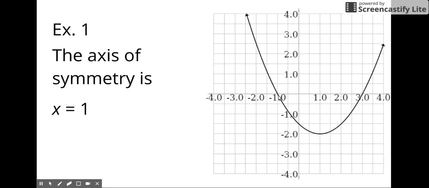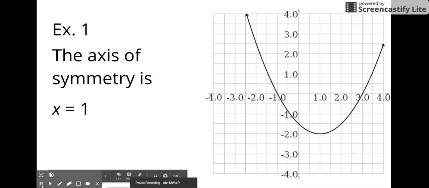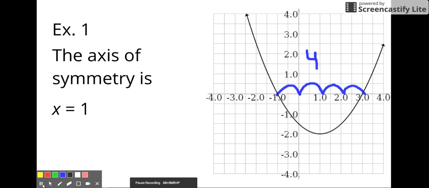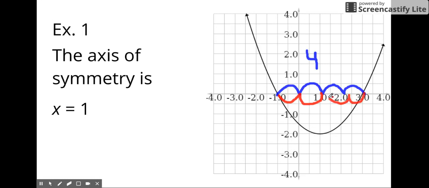So if you find your x-intercepts at -1 and 3, you can find the distance between these two values. And so we see the distance between these two x-intercepts is 4. And so if the axis of symmetry splits your graph in half, half of 4 is 2. So if we go in 2 from the x-intercept, or we could do it from the other one, then we find that the axis of symmetry is going to be at x equals 1.